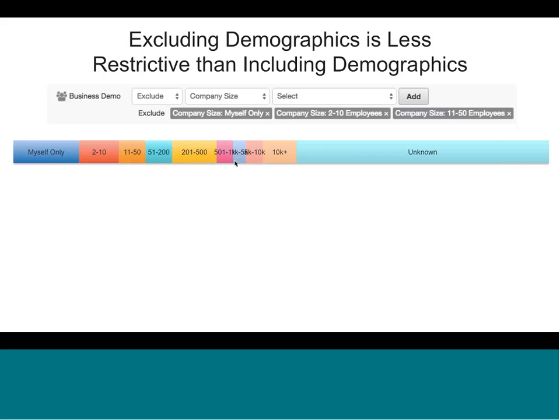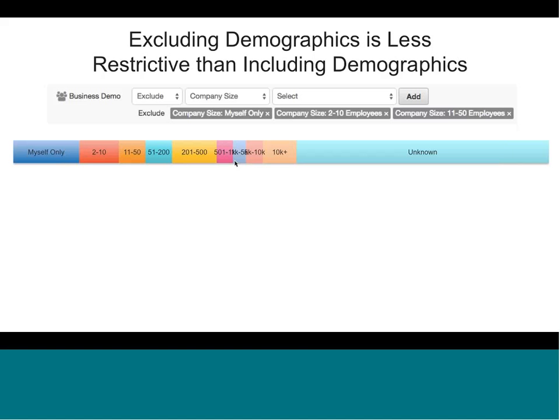So I want to take a second and look at both of these approaches and show you how the size of the audience changes. So let's say that I know I can't sell to companies with a size below 50. So one way I might do that is to exclude only those people that I know are at a company size too small.